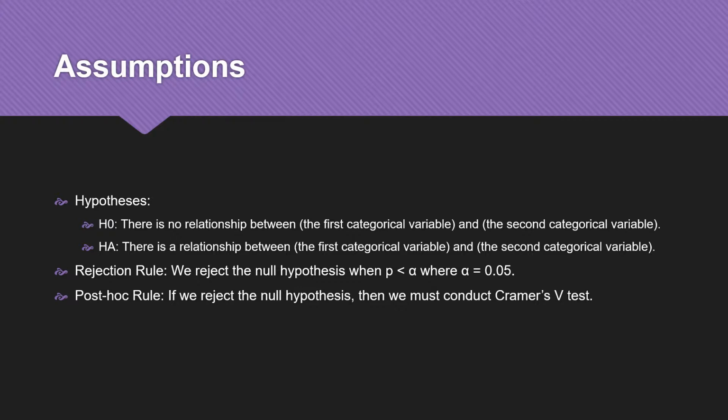With the chi-square test, however, we have to include a strength test. If we have decided there is a relationship between the variables, then we have to find out how strong that relationship is. So our post hoc rule in this case: if we reject the null hypothesis, then we must conduct that Cramer's V test, and that will give us the strength of that relationship.